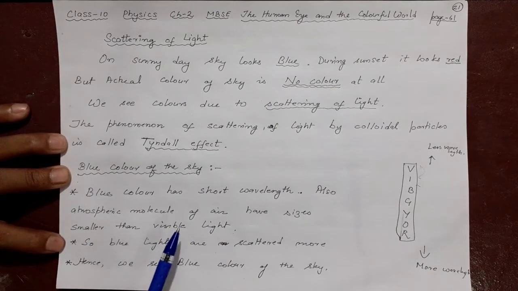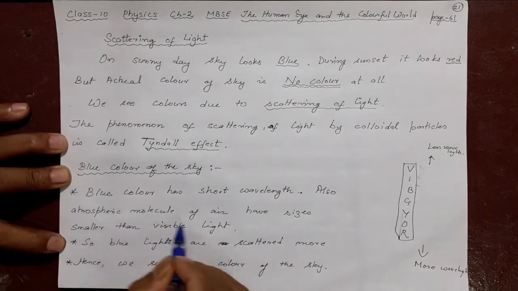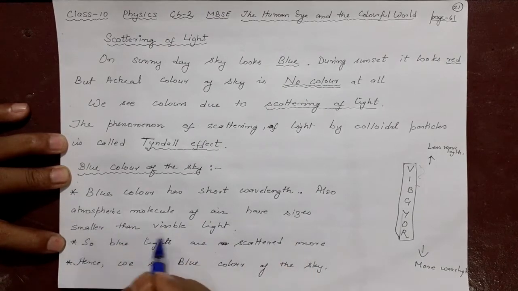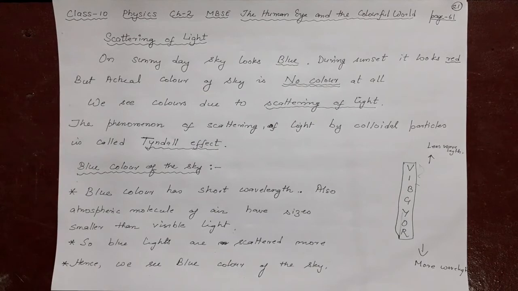So the smaller molecules of the air are responsible. The atmospheric molecules of air which have sizes smaller than visible light wavelengths are responsible to scatter the blue light more. So blue light is scattered more, and then you will see the color of the sky is blue. Very simple. So this way it is explained. So you have to study and you have to know the differences between all the other phenomena also.